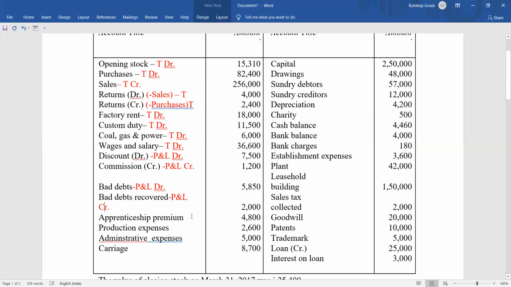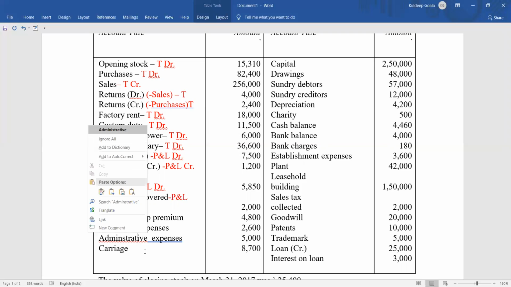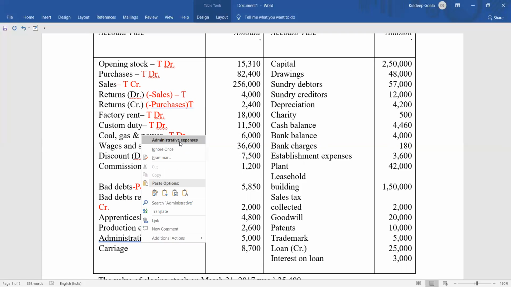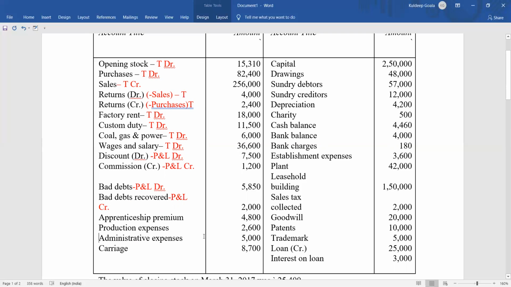Then coming to the next one, apprenticeship premium. Now remember, apprenticeship premium is one particular item which is very important to understand with regard to whether it will be shown in the trading account or in the profit and loss account. Apprenticeship premium, if it is in the debit, that means we are paying.